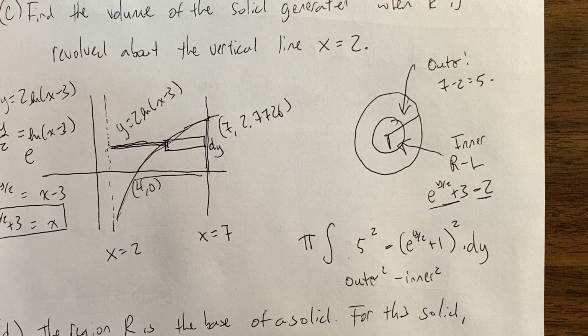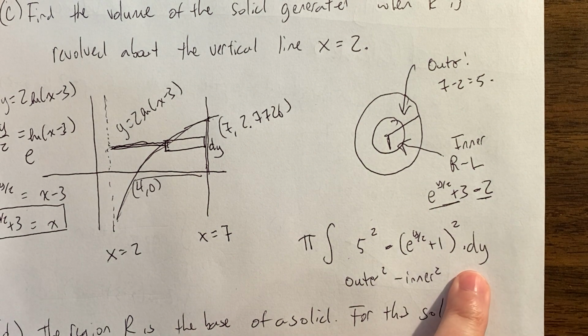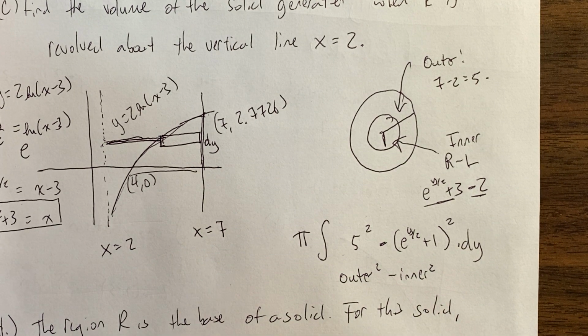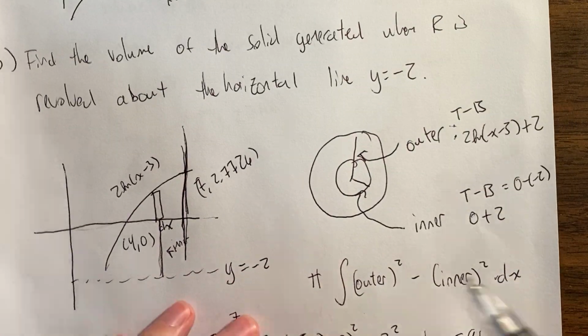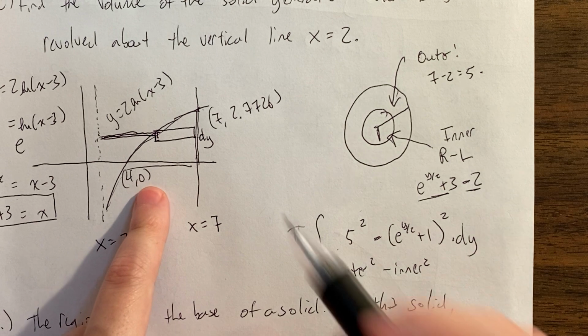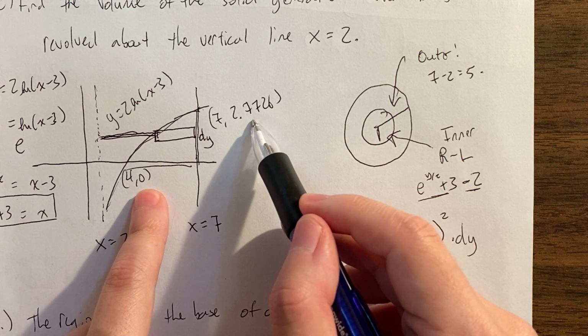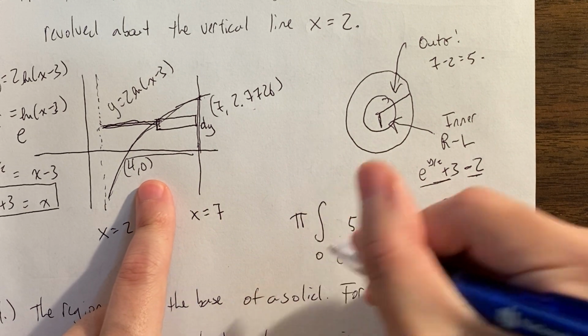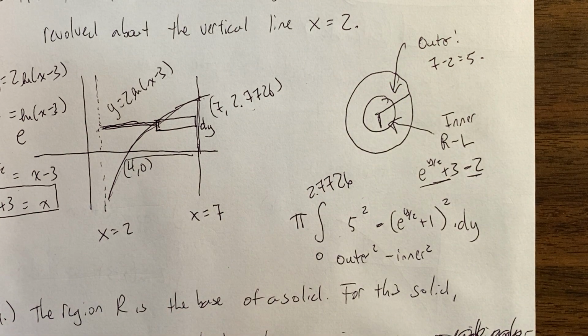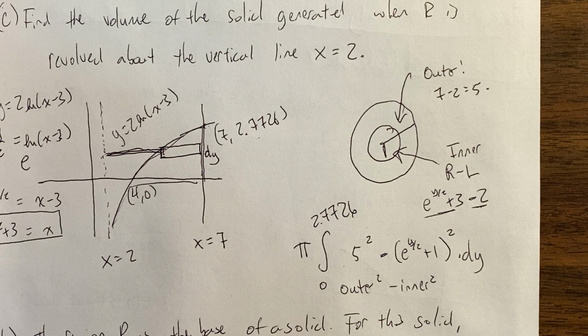Great. And then one last thing to remember is that this dy, again, is pretty useful in terms of reminding me everything has to be in terms of y. So, for example, in this past question, we use x's, 4 to 7. But in this case, we are going to be using y's, 0 to 2.7726. So again, the key is really just change everything to y's when you're revolving around a vertical line, including the y-axis. So I'm going to type this in the calculator.